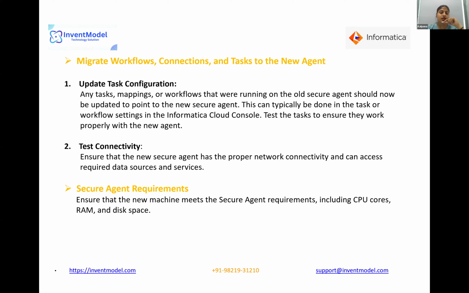After that, we have to test the connectivity. For that, we have to ensure that the new secure agent has the proper network connectivity and can access the required data sources and services. After that, we have to check the secure agent requirements. For that, we have to ensure that the new machine meets the secure agent requirements, such as CPU cores, RAM, and disk space. So these are the requirements that we have for the secure agent. So now I will go to the next slide.